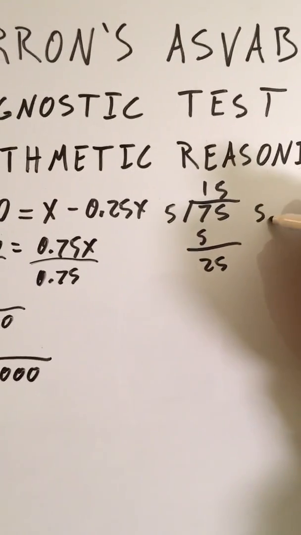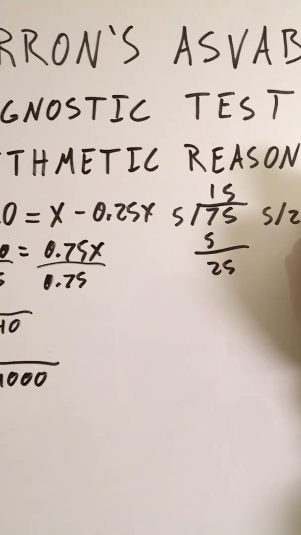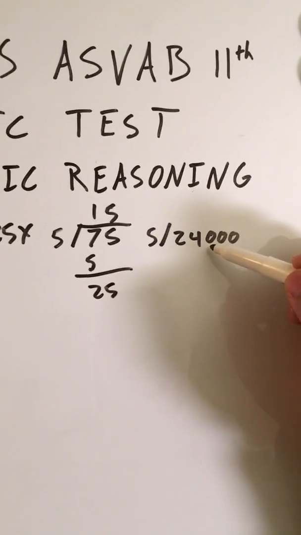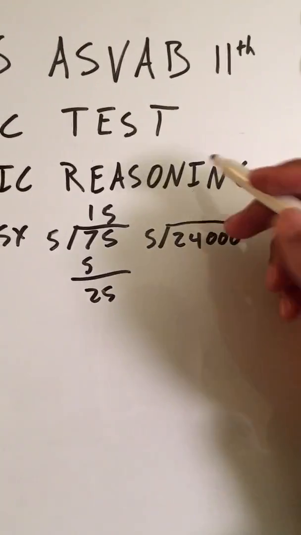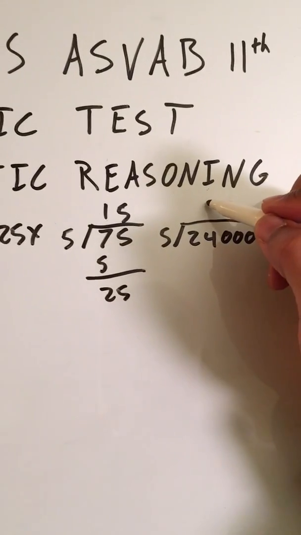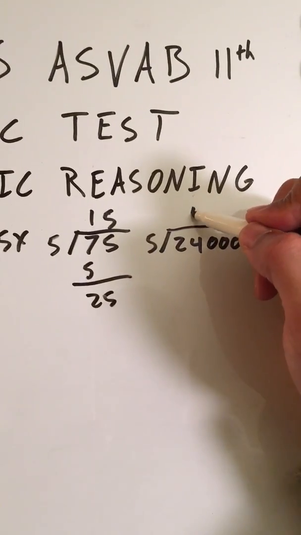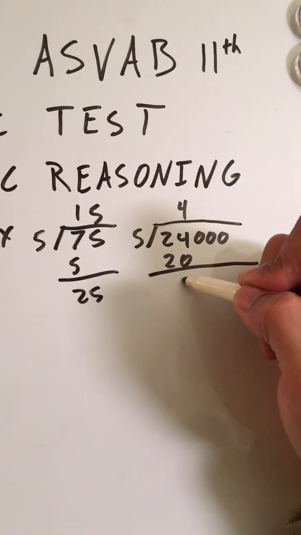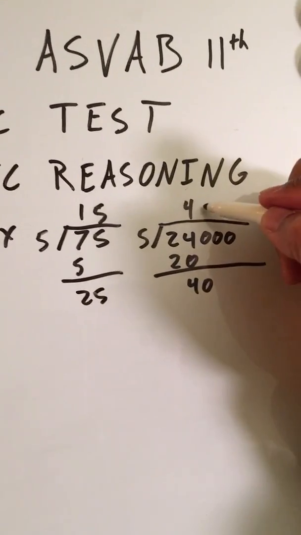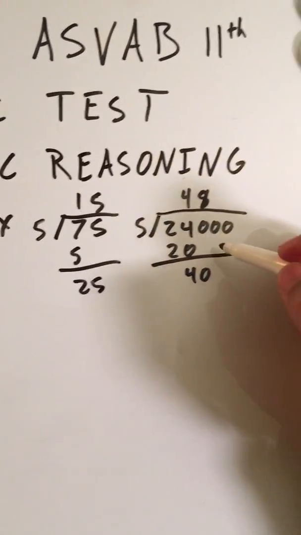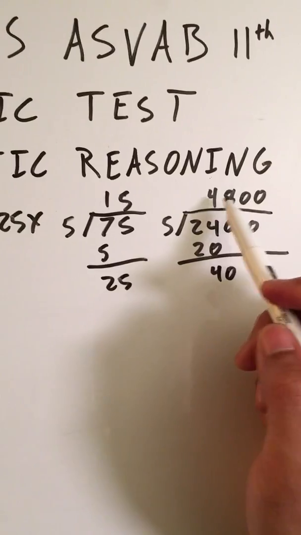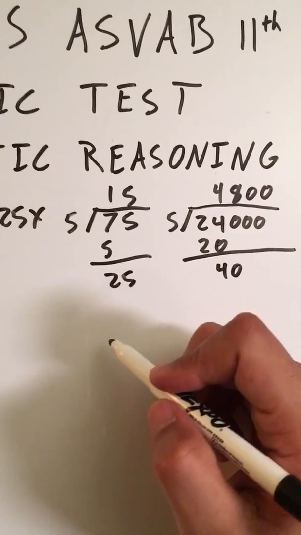How many times does 5 go into 24,000? 24,000 divided by 5. Well, we have 5 goes into 24 a total of 4 times, and that's 20. 24 minus 20 is 4, 0. 5 times 8 is 40. Bring the 2 zeros. So now we have 15 goes into 4,800 by reducing the fraction.